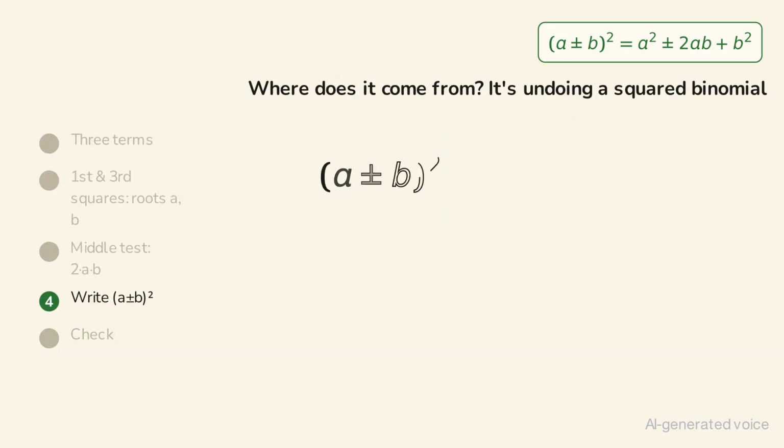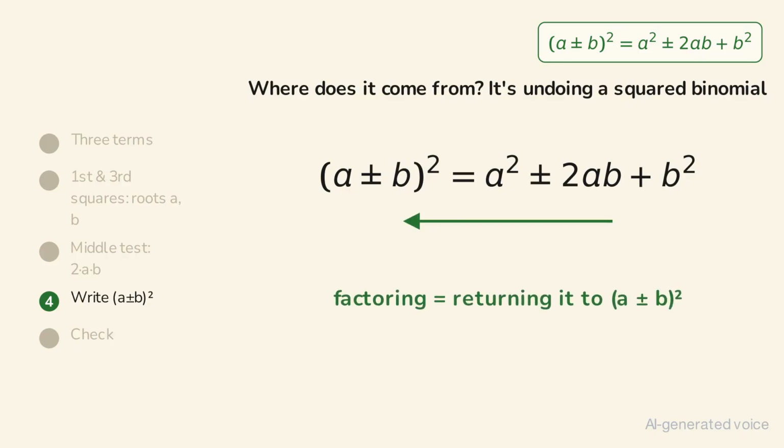And where does all this come from? A binomial squared, a plus or minus b squared, always gives 3 terms: a squared, plus or minus 2ab, and plus b squared. Factoring a perfect square is simply undoing that, returning the 3 terms to their squared binomial form.